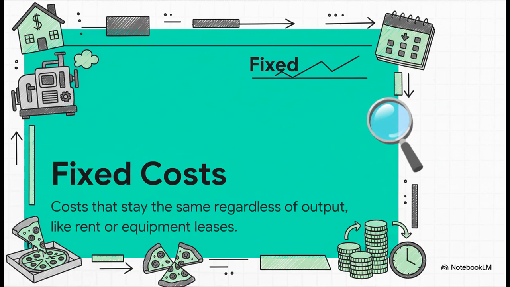First things first, Anna has to nail down her fixed costs. Think of these as the bills that show up like clockwork every single month, no matter what. For her, it's a $4,000 lease on some new pizza equipment. Doesn't matter if she sells 0 pizzas or 1,000, that bill is coming.